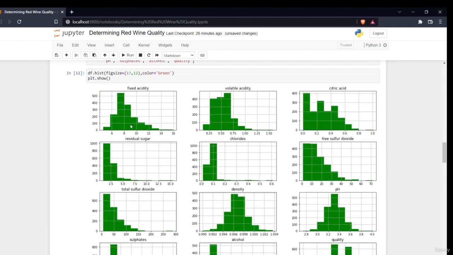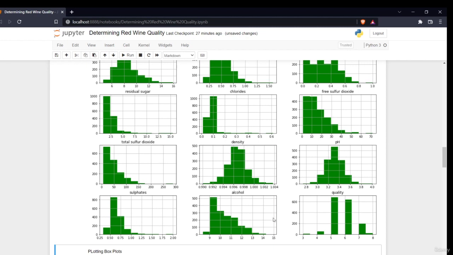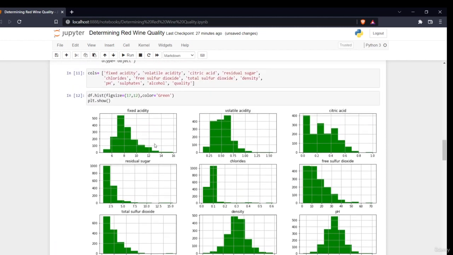The fixed acidity, most of the values are between 6 to 10. Then volatile acidity, most of the values are between 0.25 to 0.7. Citric acid is a bit spread out. Residual sugar is right skewed. Free sulfur dioxide is also skewed. Only pH and density are normally distributed, and also some of the sulphates. The rest, alcohol, total sulfur dioxide, these are all skewed, either negatively or positively.